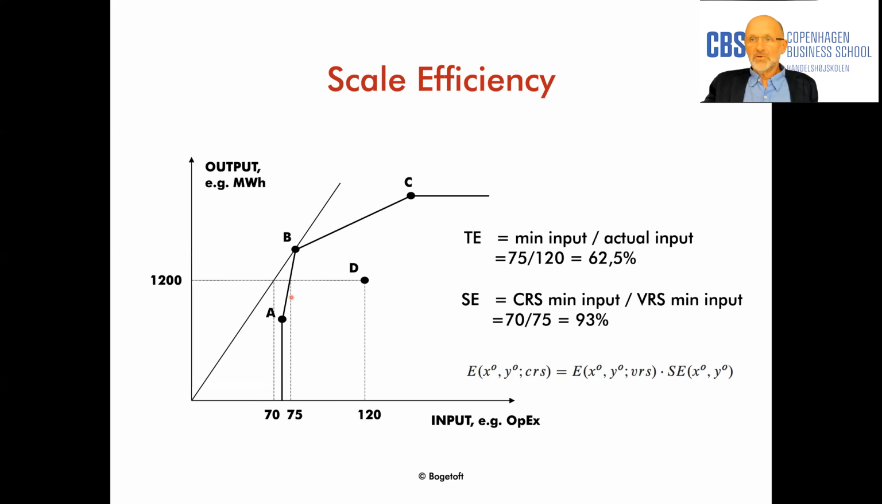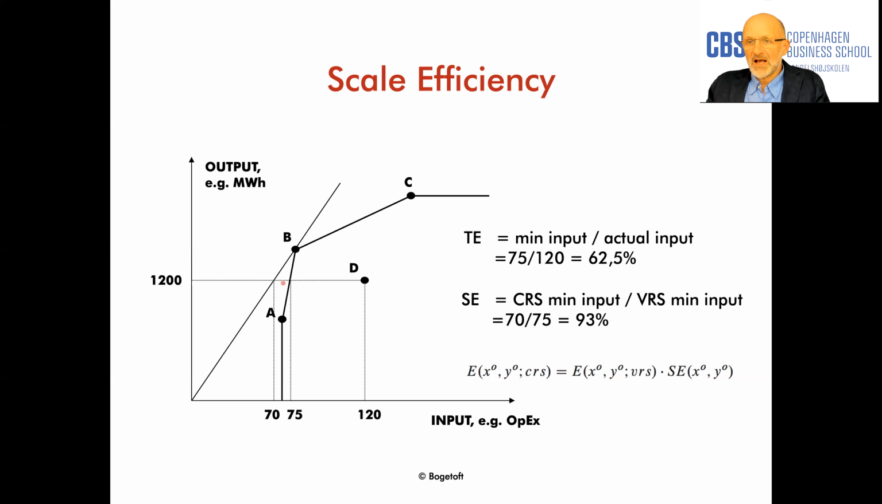Okay, so you could say that, okay, you can move from here to here by just using less of your inputs. And had you had the extra opportunity of enjoying a higher returns to scale, you could have moved from this to this. And that is what we call scale efficiency. So that is 70 divided by 75. That's the minimal input needed in the CRS technology divided by the minimal input needed in the actual technology, or the VRS technology in this case.